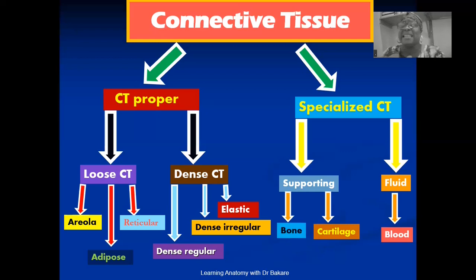And you see that at the end, we have specific types of connective tissue falling under this specialized connective tissue. And this includes the bone, the cartilage, and also the blood. We'll be dwelling more on this as we go through this lecture. So let's go to the next slide where we'll be describing the general configuration of the connective tissue proper as it relates to being loose and also being dense.